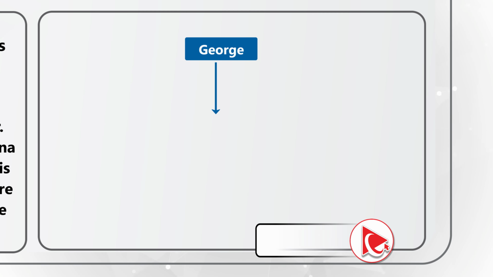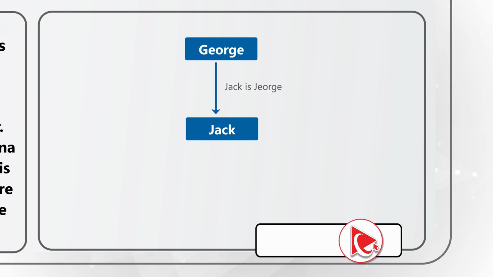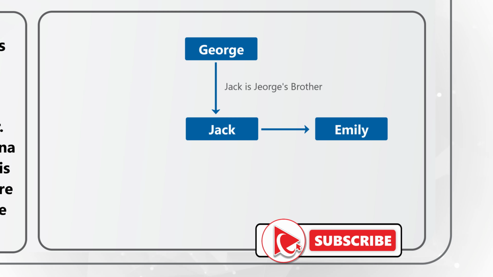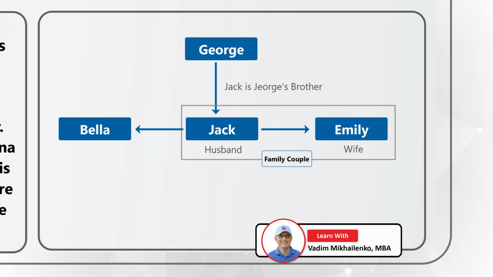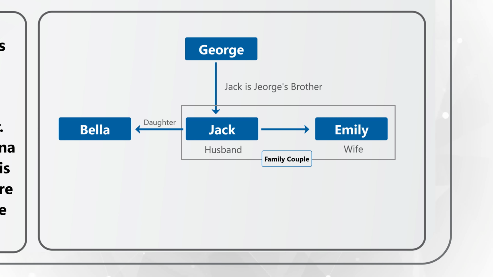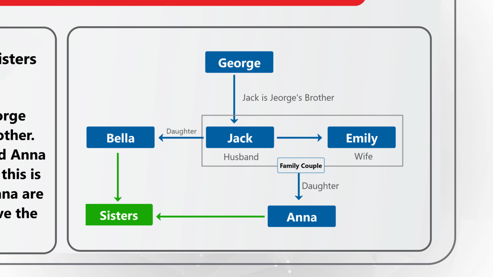Let's start with the statement that George has a brother, and George's brother is Jack. Jack also has a wife, Emily, and they're a couple, and Jack and Emily are a family couple. We also know that Bella is the daughter of George's brother, which means Bella is the daughter of Jack and Emily. We also learned that Anna is the daughter of Emily, which means Anna is the daughter of Jack and Emily, which means that Bella and Anna are sisters.